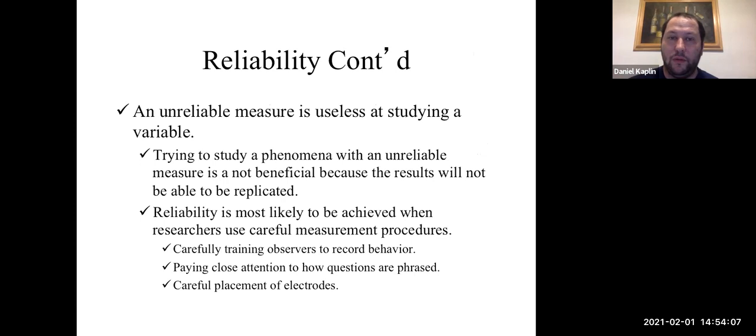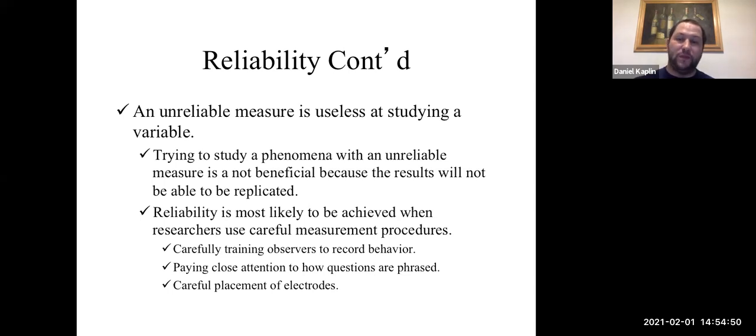Now, an unreliable measure is fairly useless. So if you get on a scale 3 times in a day and one time it says 120 pounds, another time it says 150 pounds, another time it says 135 pounds, it's not likely that your weight fluctuated in reality that much in a given day. So you might question whether the scale is actually functioning properly. So when you have an unreliable measure, the outcomes are useless. So you want to make sure that the instruments you're using are consistent.